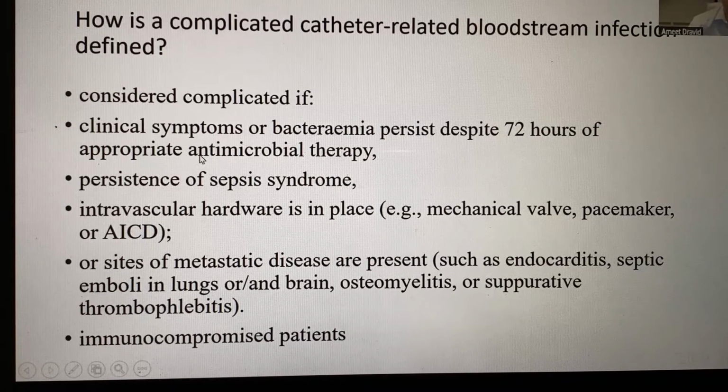Or there is presence of sepsis syndrome along with CRBSI. Or there is an intravascular hardware in place.